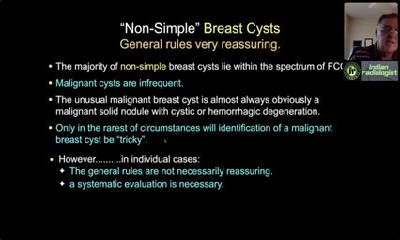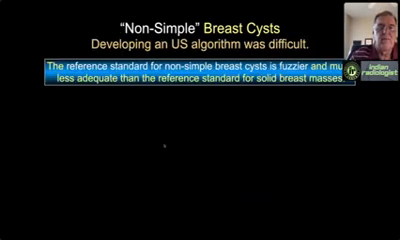So in individual cases, even though the populational rules are very reassuring, you have to have a systematic way of evaluating these things. I mean, especially if you scan doctors' wives or nurses or doctors themselves, they always seem to be the exception to the rule. So we have to have a systematic way of evaluating it. Now, we also have to have a reference standard that we can use when we're trying to develop an algorithm for dealing with these. And the problem is that the reference standard for non-simple breast cysts is not as good as the reference standard for solid masses.